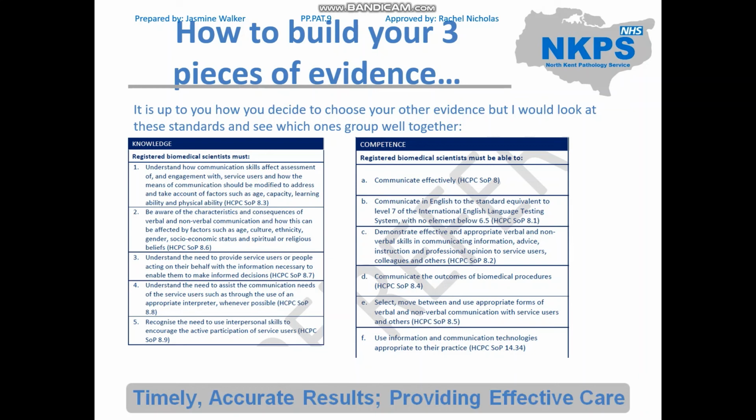So if we have a look at this piece of information, you can see that C on competence, demonstrate effective and appropriate verbal and non-verbal skills, is very similar to 2, be aware of characteristics and consequences of verbal and non-verbal communication, in knowledge. So those 2 can definitely be linked together. There are also a lot of other ones where you'd be able to link them together.